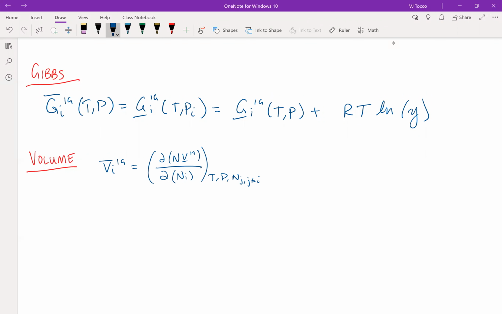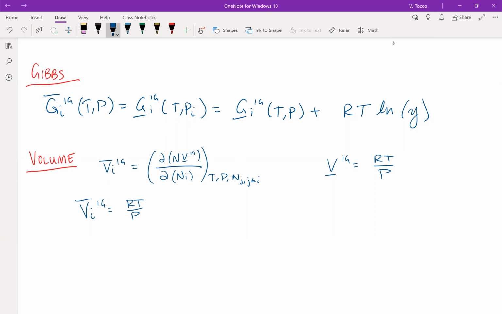All right, we know what molar volume for an ideal gas is. That's just RT over P. So we can take the derivative of that. And if T and P are all constants, then we can factor RT and P all out of the derivative. And the partial derivative of the total number of moles with respect to the moles of species i is just 1. So therefore, this partial molar volume, V_i for an ideal gas, is equal to RT times the partial derivative of N with respect to N_i, which is 1. So it's just RT over P.